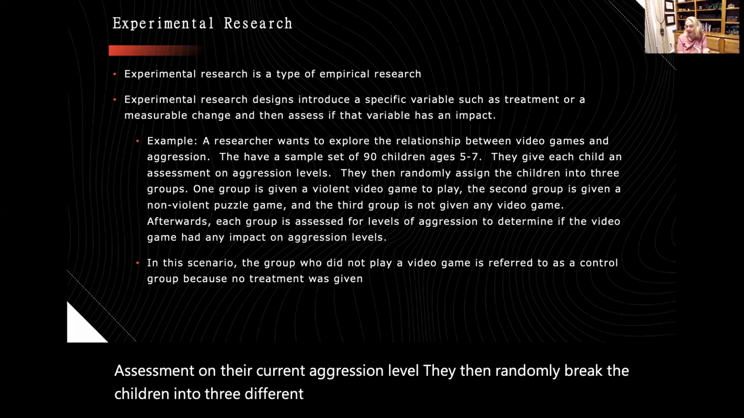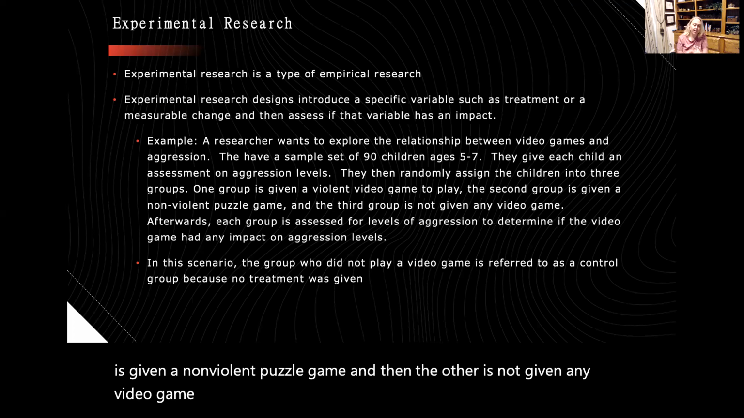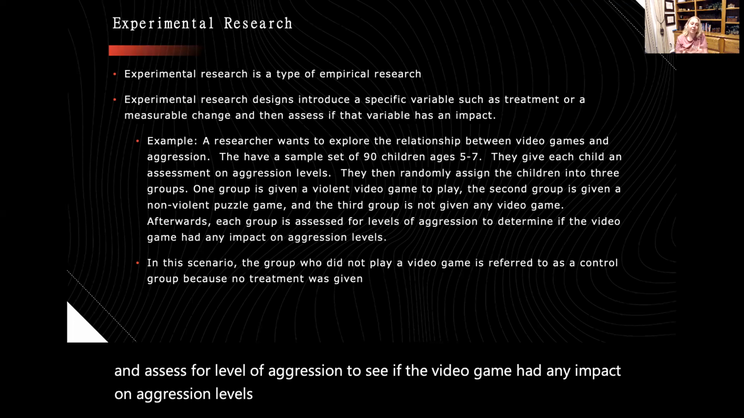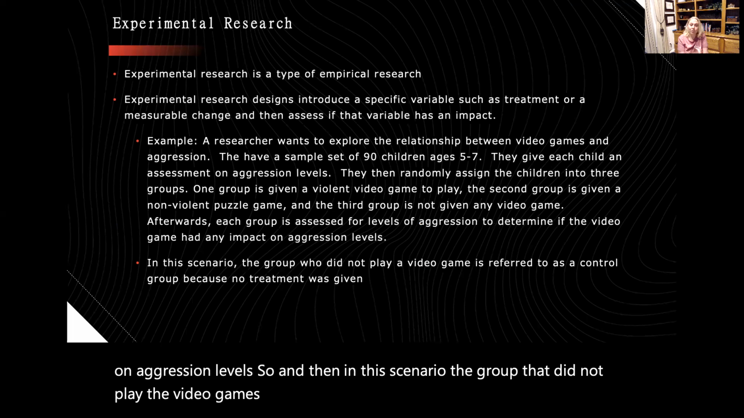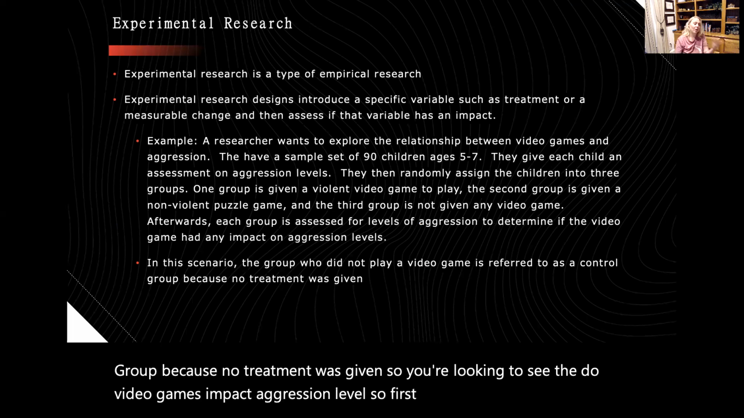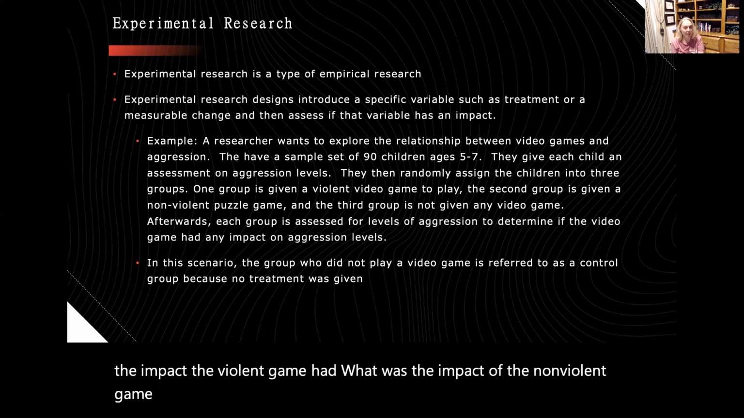One is given a violent video game, one is given a non-violent puzzle game, and then the other is not given any video game. Then afterwards, the groups are brought into one group and assessed on their level of aggression to see if the video game had any impact on aggression levels. And then in this scenario, the group that did not play the video games is what we refer to as a control group, because no treatment was given. So you're looking to see, do video games impact aggression level? So first we need to see, okay, what was the impact the violent game had? What was the impact of the non-violent game? Now, what if we just didn't have a game at all?